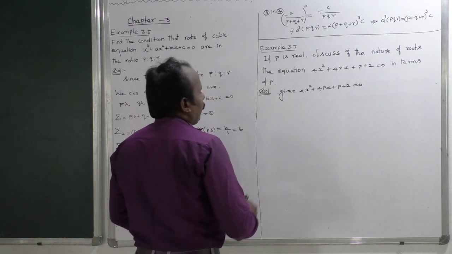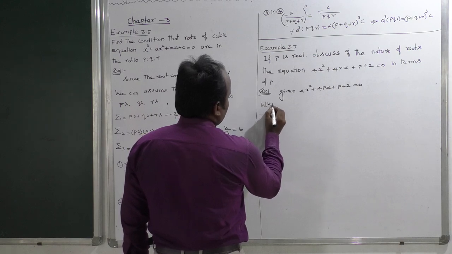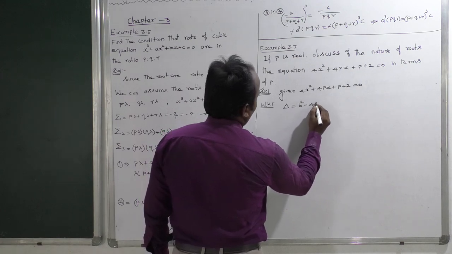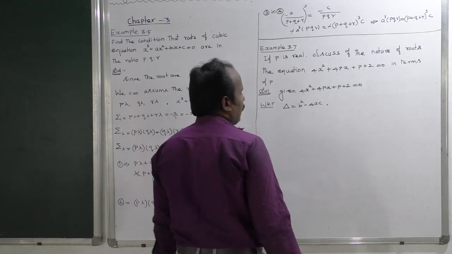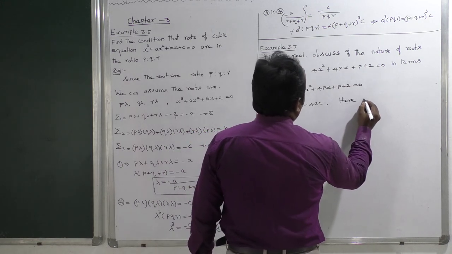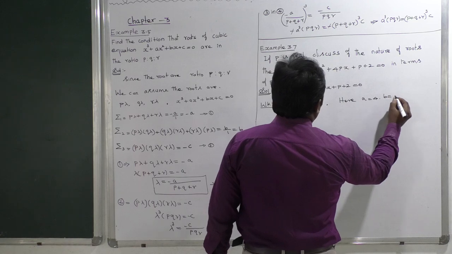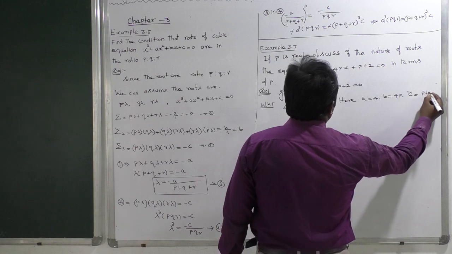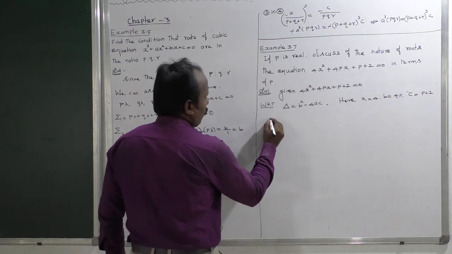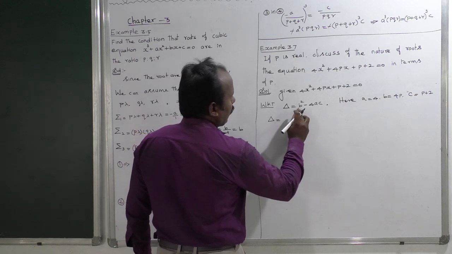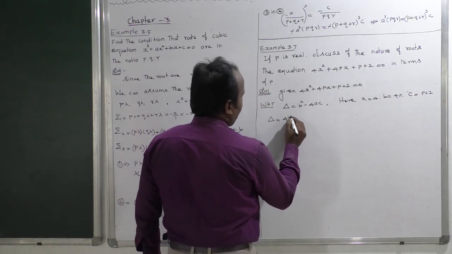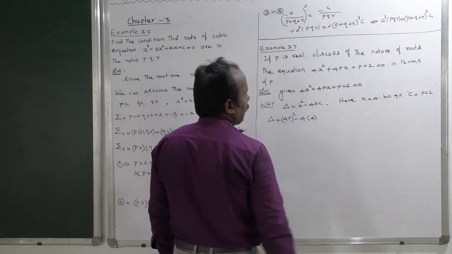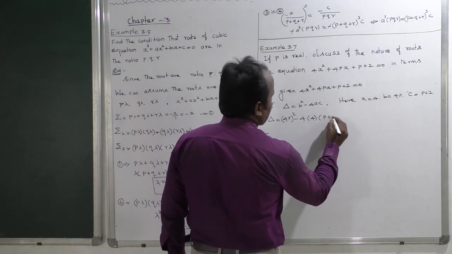We know that delta is equal to b square minus 4ac. Here the given values are a equal to 4, b equal to 4p, and c equal to p plus 2. So delta is equal to b square, 4p the whole square, minus 4 into a, which is 4, into c, which is p plus 2.